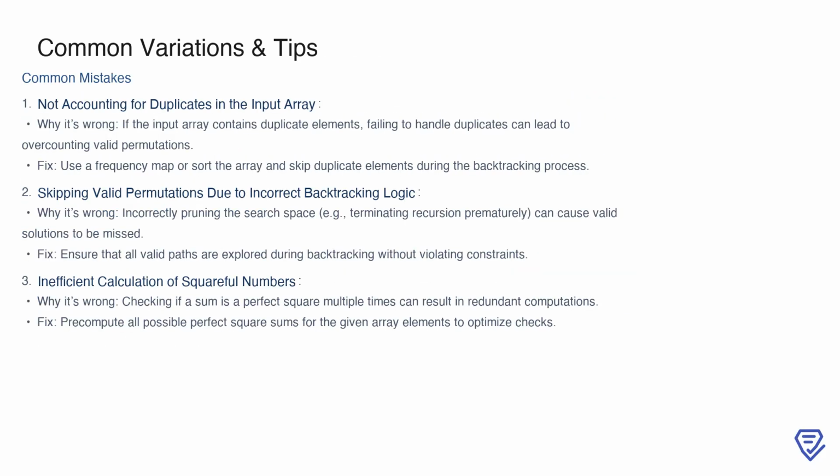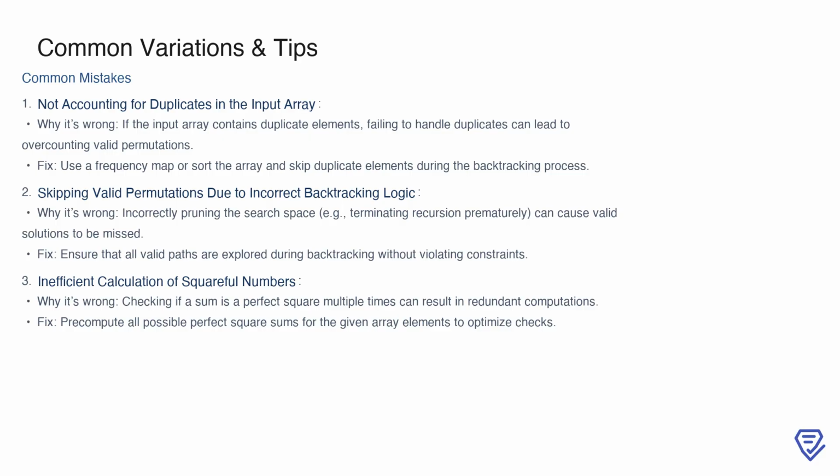One common mistake when solving the number of squareful arrays problem is not accounting for duplicates in the input array. If your algorithm doesn't handle duplicates correctly, it can overcount valid permutations, leading to incorrect results. To fix this, you can use a frequency map to track how many times each number appears, or you can sort the array and skip over duplicate elements during the backtracking process.